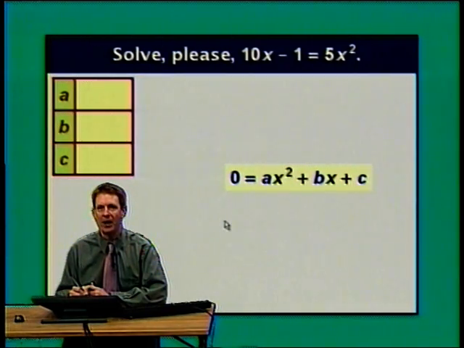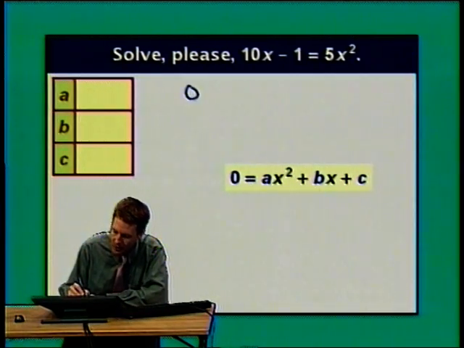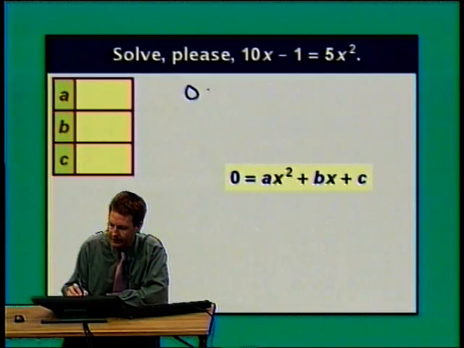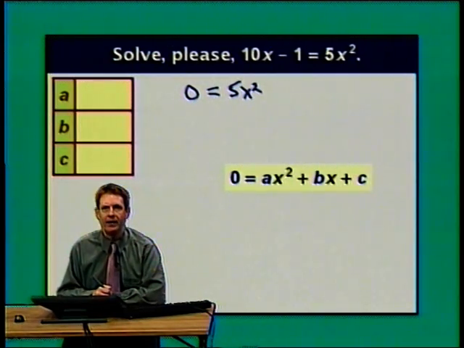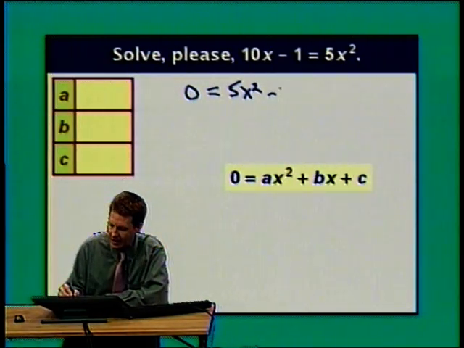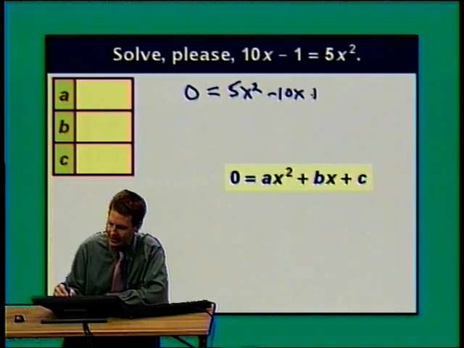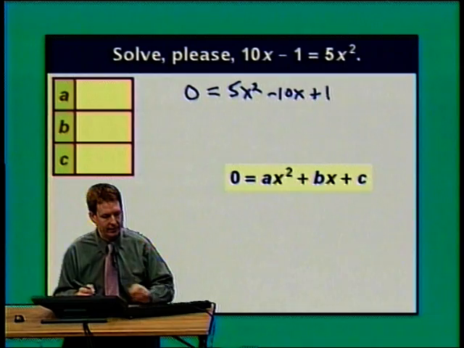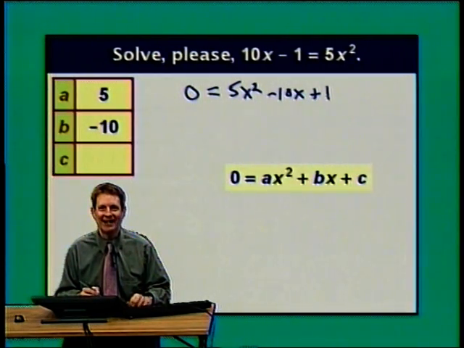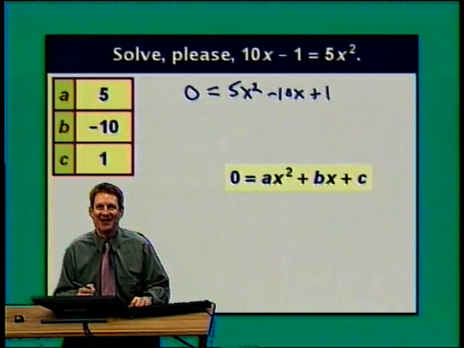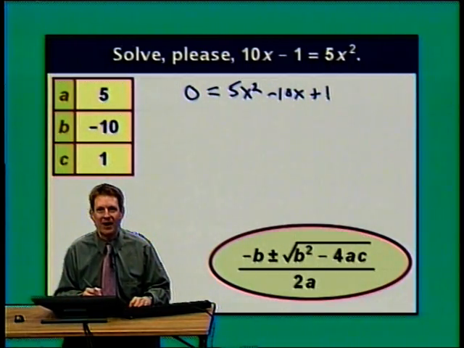So I'm going to move all my terms to the right side of the equation. So I'm going to have 0 on the left side of the equation. I already have 5x squared on the right side. When I subtract 10x from both sides, I have minus 10x. And when I add 1 to both sides, I have plus 1. So my value of a is 5, my value of b is negative 10, and my value of c is 1. So let's go ahead and use the quadratic formula.